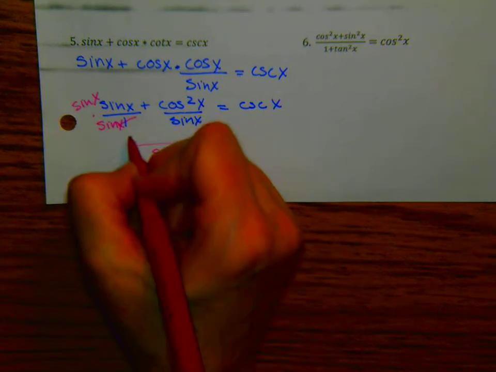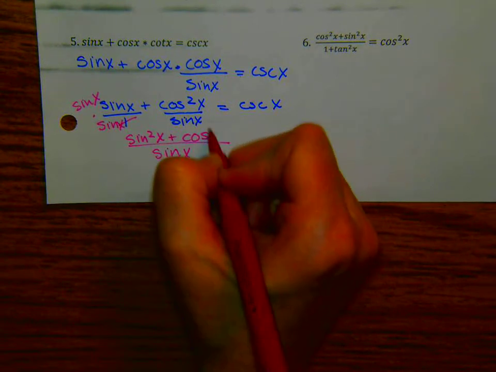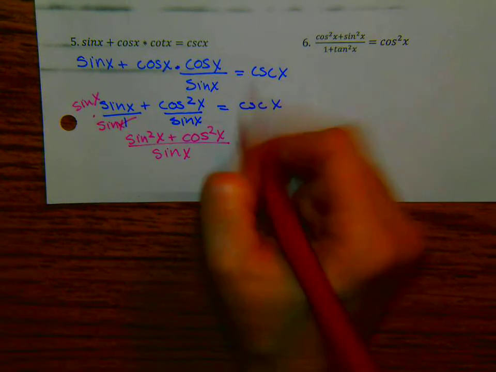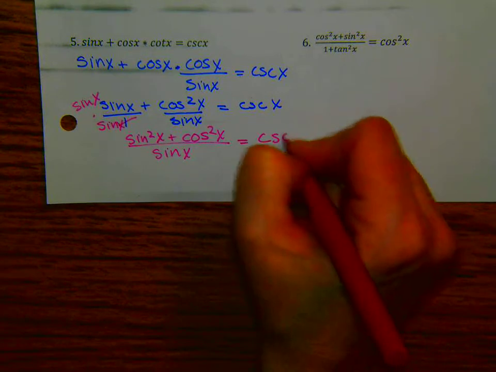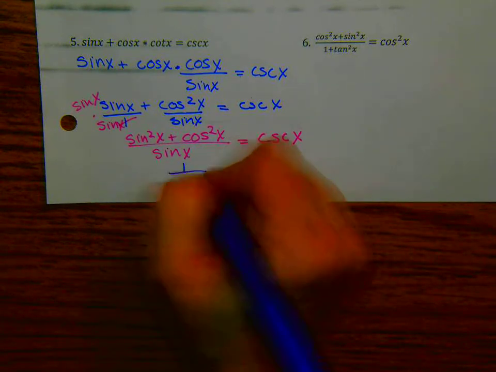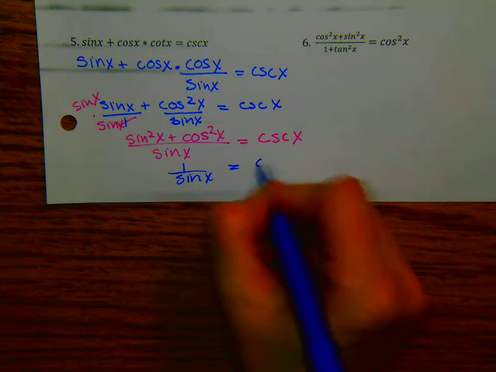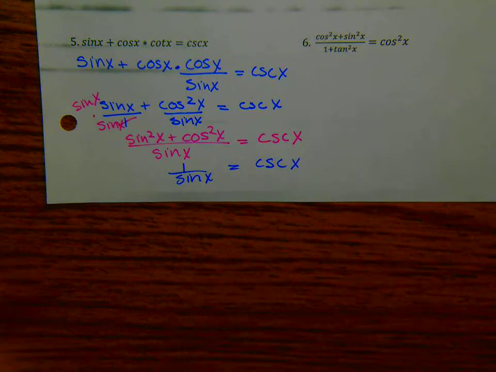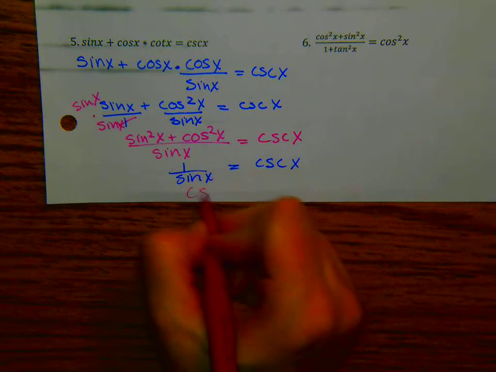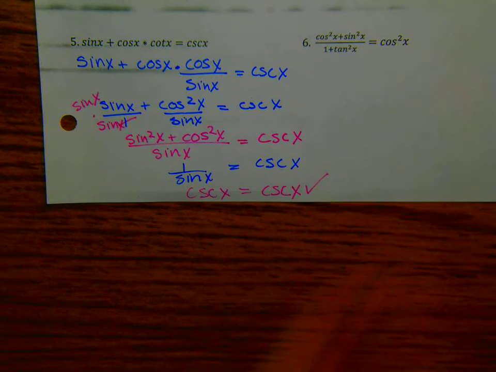And so this would be the sine squared of x plus the cosine squared of x equals, do not touch the right hand side. Okay, what can I do? Pythagorean identities: sine squared plus cosine squared is 1 over the sine of x equals the cosecant of x, and I'm almost there. What is 1 over the sine of x? It's the cosecant of x equals the cosecant of x, and check. Verified identity. All right, one more.